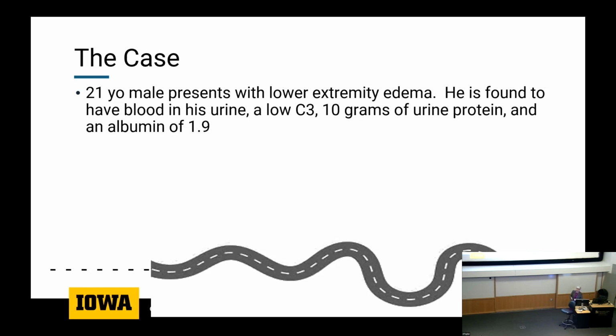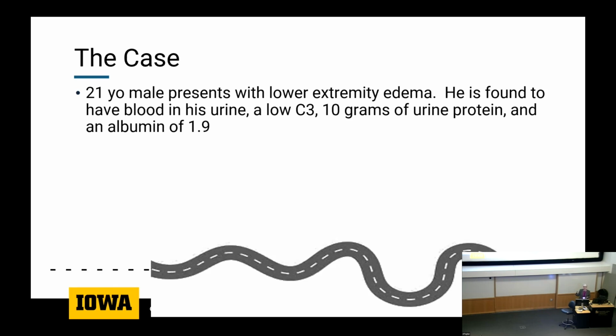And to do that, I'm going to use one of our actual patients. I asked his permission. He's a 21-year-old male. He presents with lower extremity edema. He is found to have blood in his urine and a low C3. So those are the classic presentation features. Not everyone has them, but that's pretty classic.